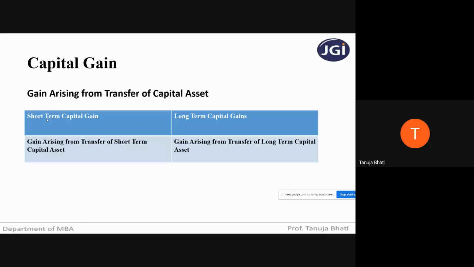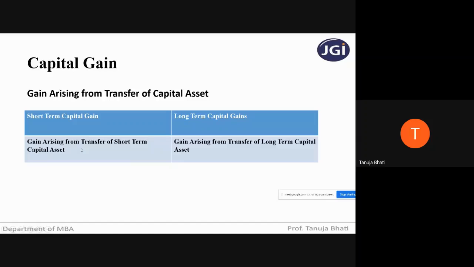And if an asset is held by an assessee for more than 36 months immediately before the date of transfer, it becomes a long-term capital asset. And when he is selling that asset and getting any gain, if it is a long-term capital asset, it is called long-term capital gain. If it is a short-term capital asset, it is called short-term capital gain.